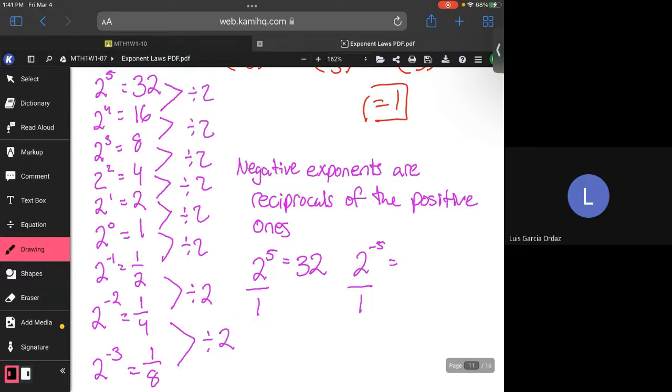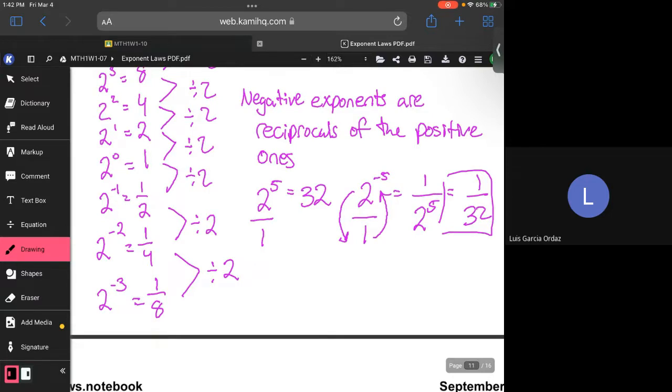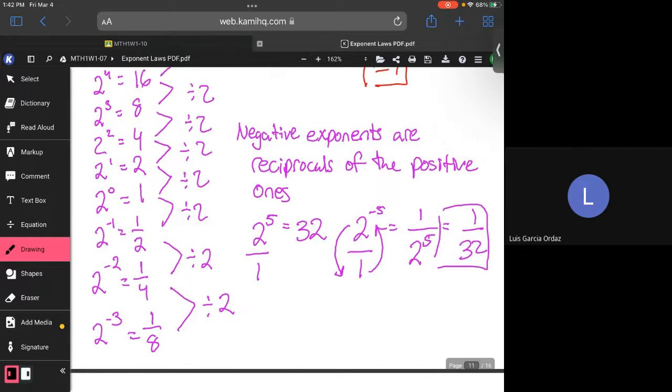So when I talk about the reciprocal, what did I say you do to the fraction in a reciprocal? Adam, you flip it. So your 2 to the negative 5 comes to the bottom, which makes it positive, and your 1 comes on top. So you get 1 over 2 to the 5, and that gives me 1 over 32. And if we continue this pattern, 2 to the negative 4 is going to give me 1 over 16, and 2 to the negative 5 will give me 1 over 32.